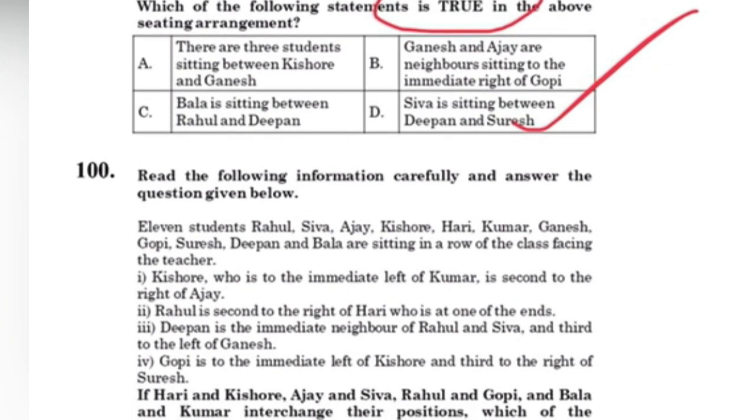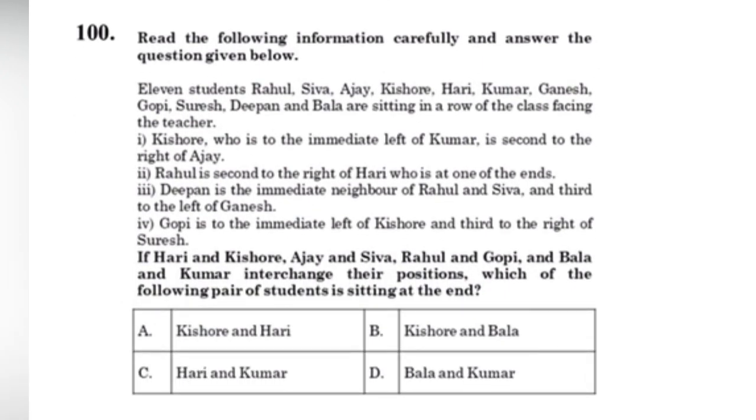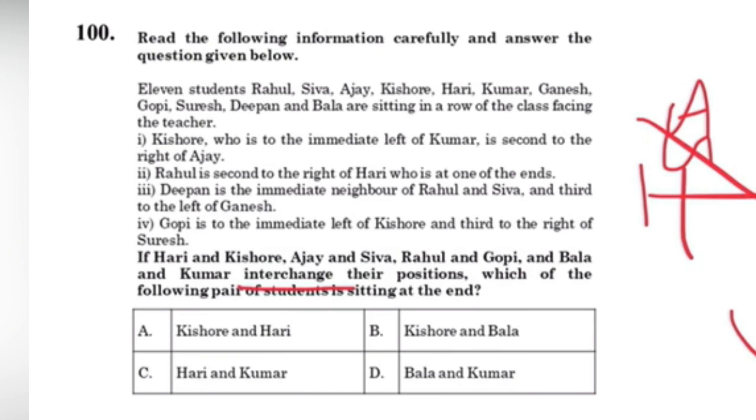Coming to the 100th and the final question. It's actually interchanging the positions. All you have to do is what you have got in the diagram. You just have to interchange it. You have to cut that abbreviation. If it's G and A, just cut it and interchange it and write here. And now check it. Please don't calculate this in mind because the chances are that you will be getting it wrong. So please strike the old one and write it here. You will be getting the final answers as Kishore and Bala, option B.